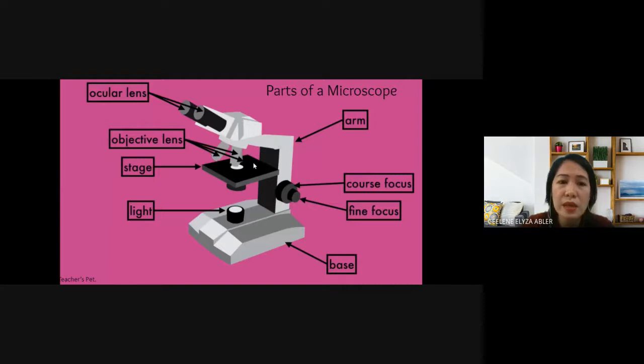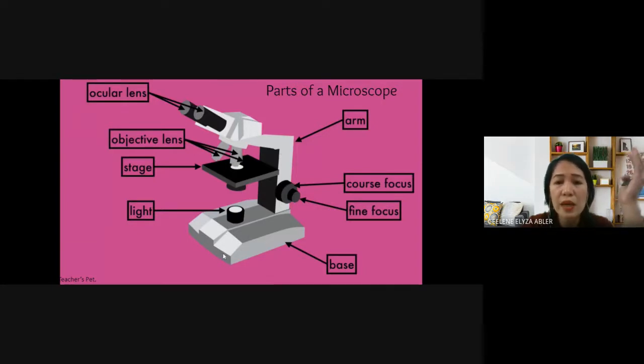Okay, so these are the parts of your microscope. Meron tayong type na binocular. Meron din tayong isa lang ang ocular viewing lens. So, meron tayong isa lang. This is your arm. This is where you actually hahawakan. Ang arm and the base.